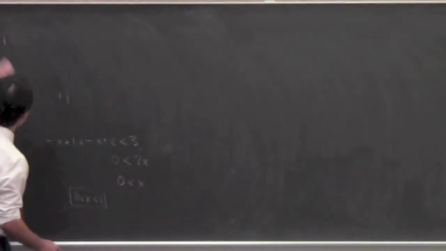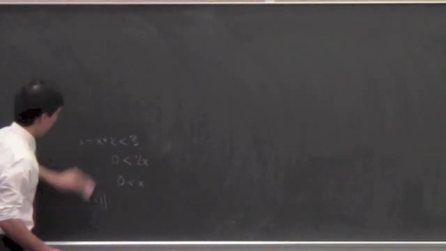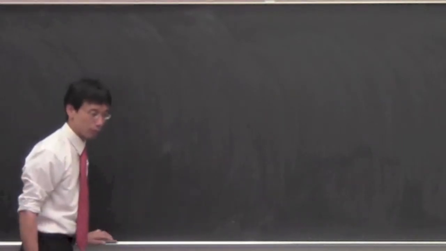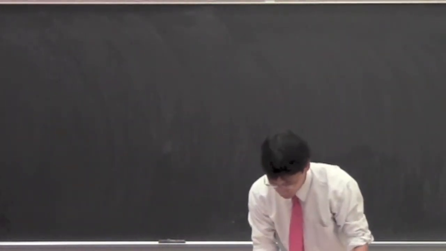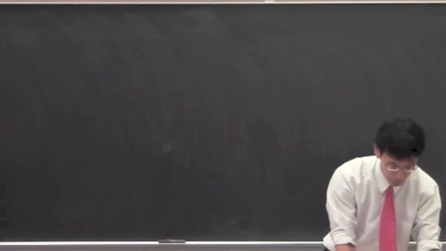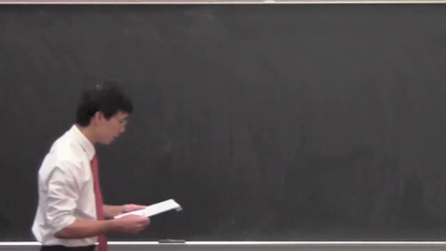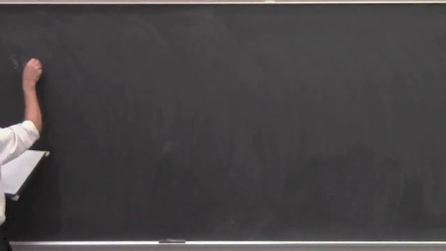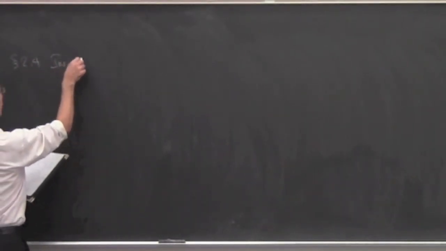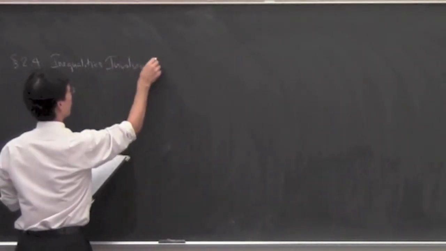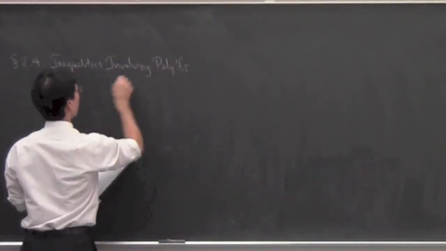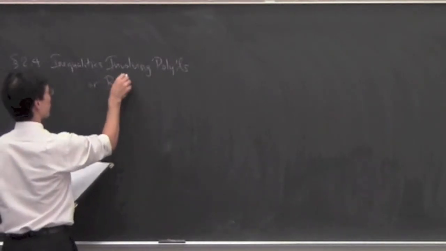We're finishing up inequalities. And the last types of inequalities that we're going to do are those involving polynomials or rational functions. This is section 2, inequalities involving polynomials or rational functions.